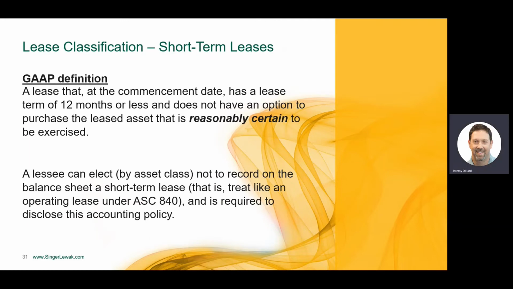Now, the FASB did include an accounting policy election to get out of ASC Topic 842, which is for short-term leases. If an entity leases an asset for less than 12 months and there's no purchase option that is reasonably certain to be exercised, then the entity can elect to account for the lease as a lease expense that's recognized on a straight-line basis. Entities can make this accounting policy election on an asset class by asset class basis. Also, keep in mind, this would need to be disclosed as a significant accounting policy.